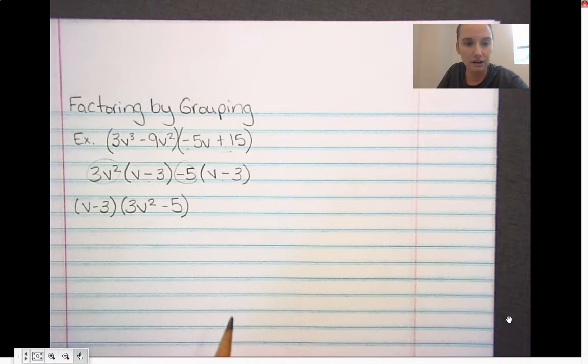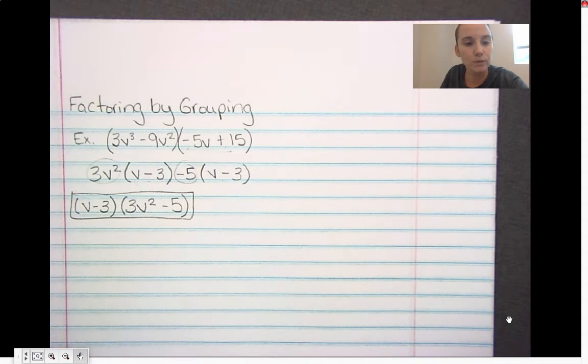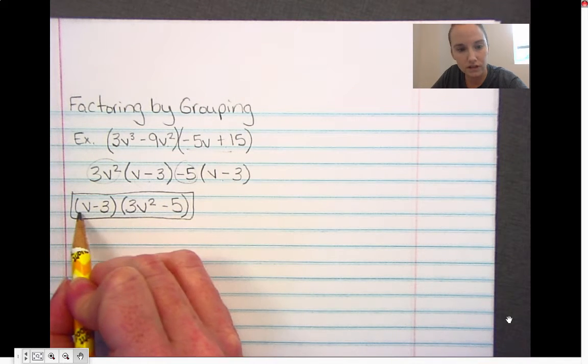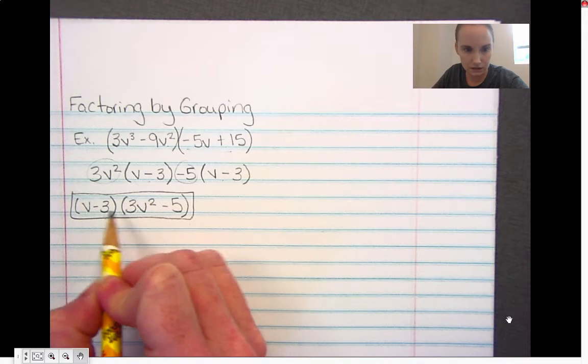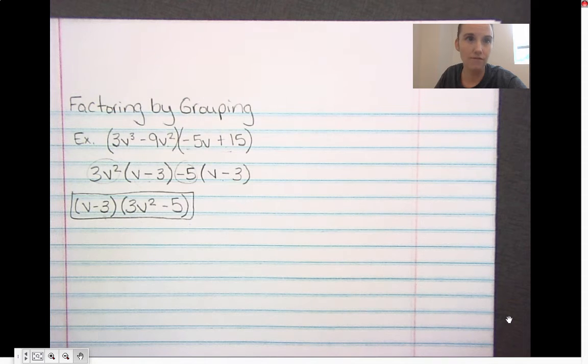Now, let's try another one. By the way, to check this, all you have to do is FOIL it, or just multiply it back out. So v times 3v squared, v times negative 5, negative 3 times 3v squared, and negative 3 times negative 5, and then combine any like terms if you have them. Okay, so we'll try another one.